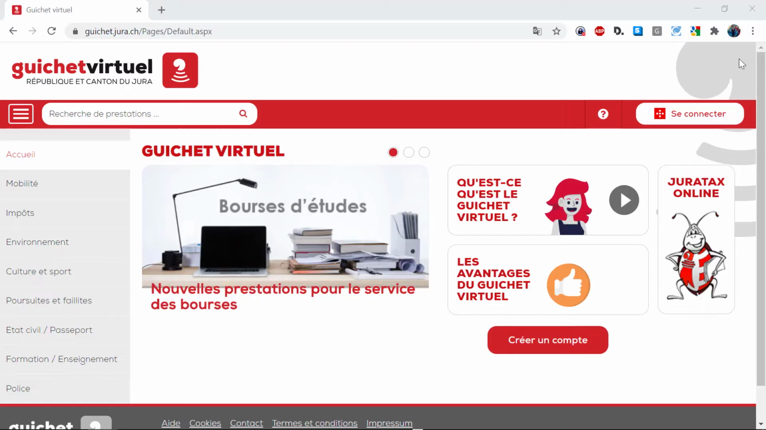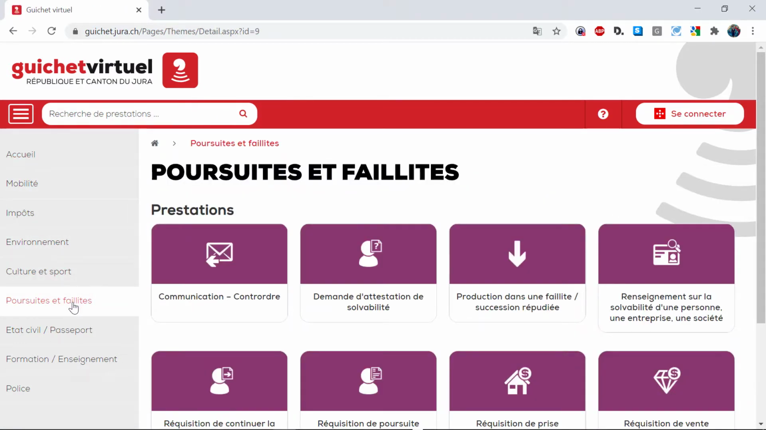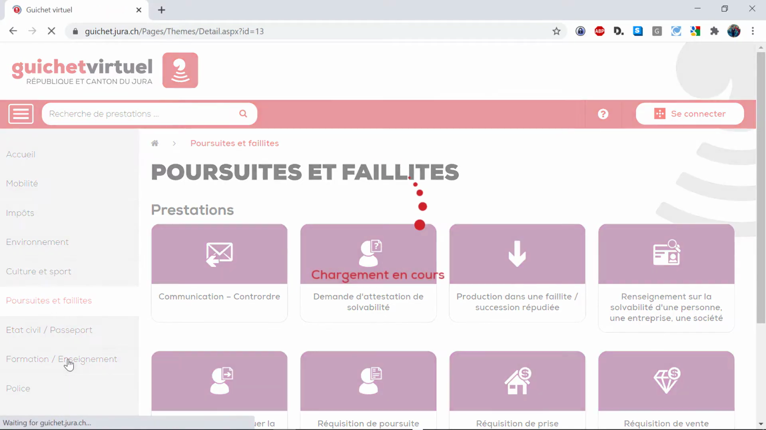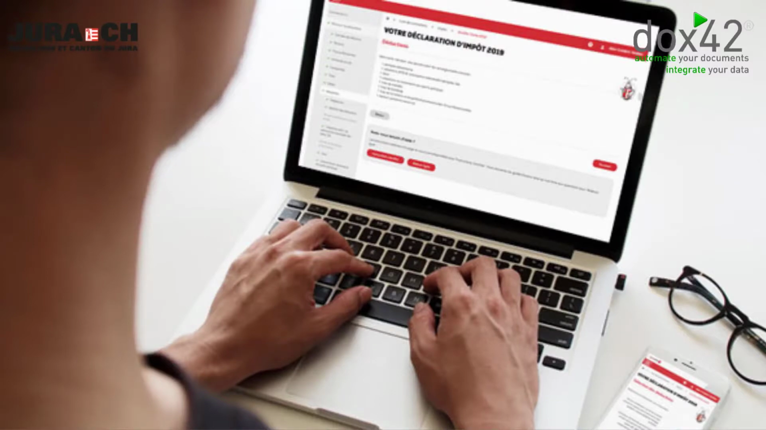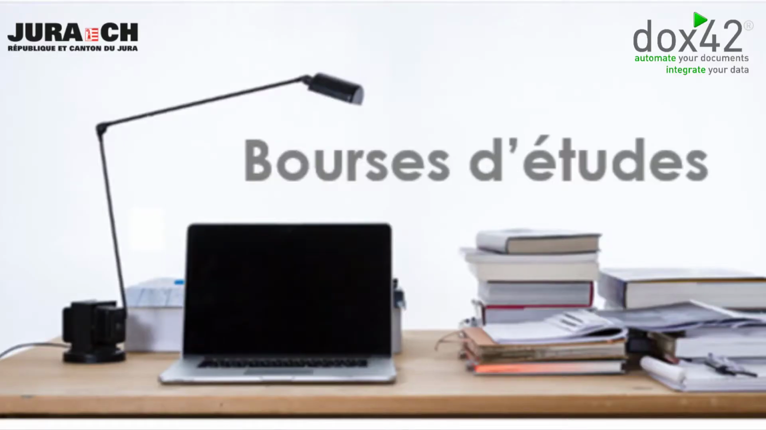The administration of the République and Canton of Jura is made up of around 1,600 agents who manage most of the administrative aspects of the life of the citizens of the canton. These activities include the setting up of an e-gov platform called Guichet Virtuel. In this platform, citizens can submit their requests digitally. There are around 70 possibilities to use the Guichet Virtuel.